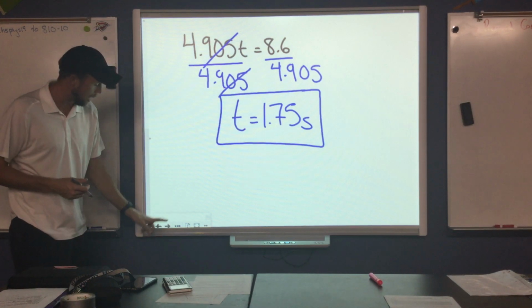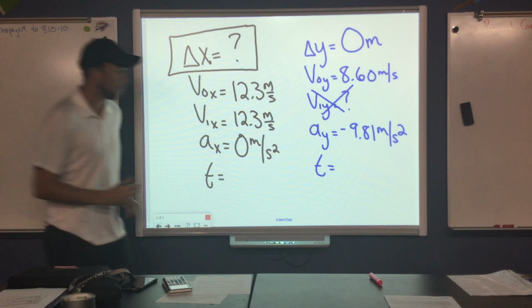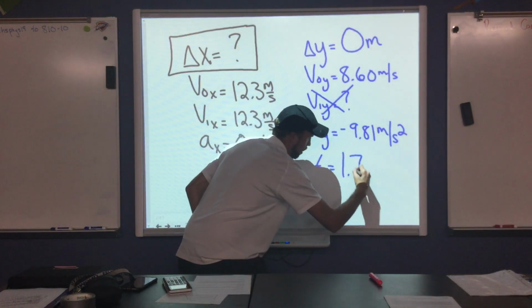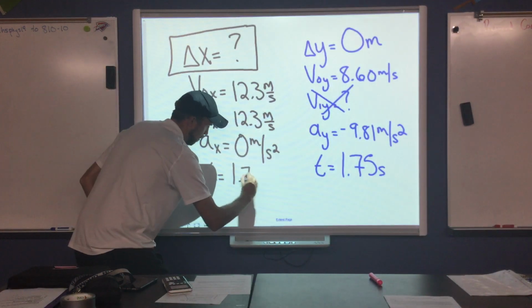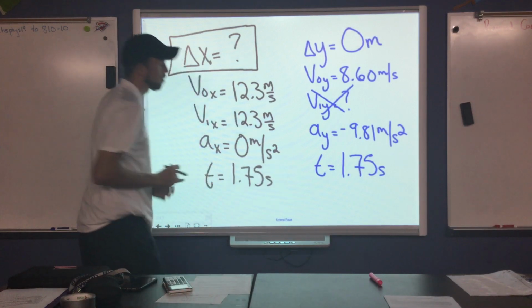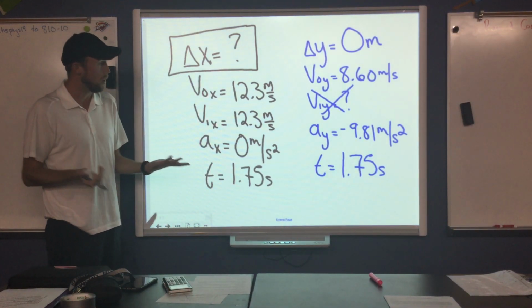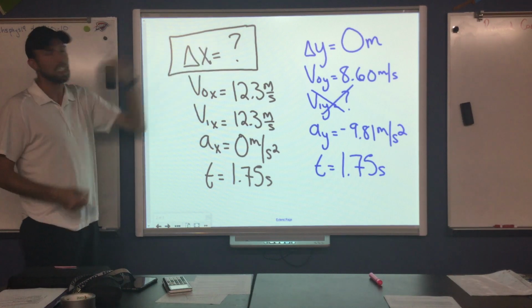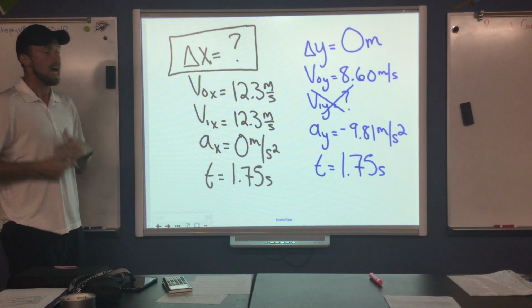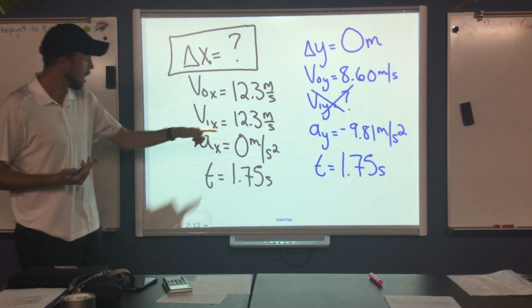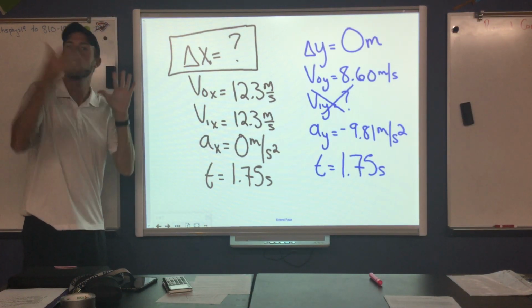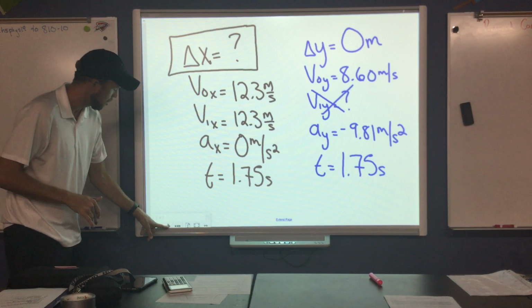So now that we have time, we can come back to our list of variables and plug this in. 1.75 seconds. So we are now mostly done with our problem, except we need to find delta x. As we've talked about in class, equation 2 is usually the best equation to use because our acceleration is 0, which can simplify our equation down.